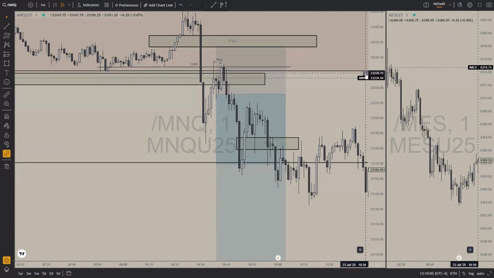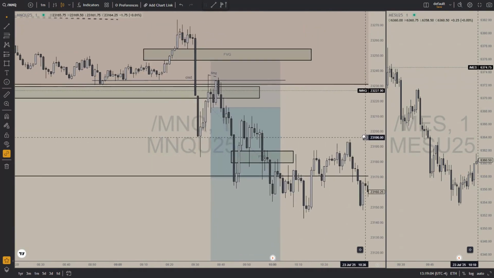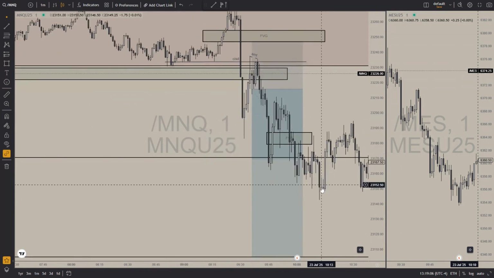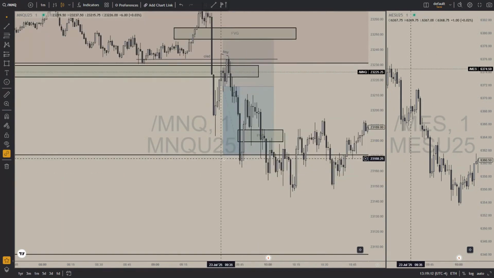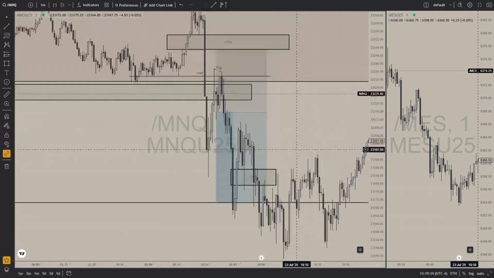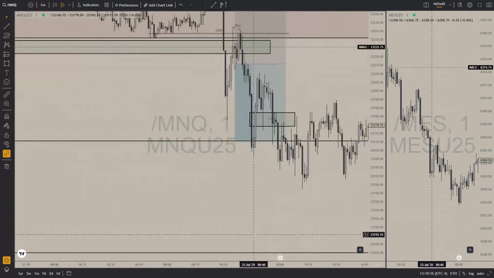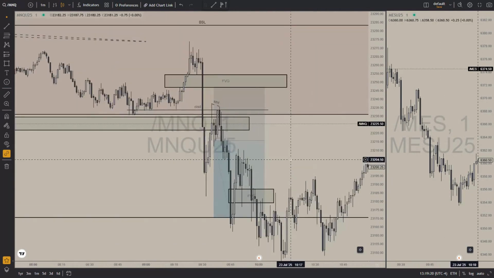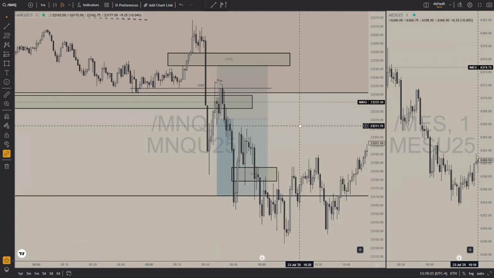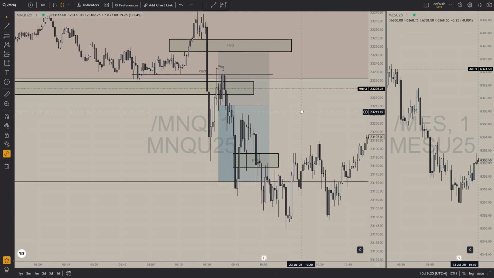I was on call with my friends. I said, I want to see this high get swept out. And that's exactly what happened. I have my bracket all the way down here because I was leaving a runner, but I took off 3 of my 4 contracts at this level here. And I low-key canceled my runner around this area. So I left some profit on the table, but I'm fine with that.